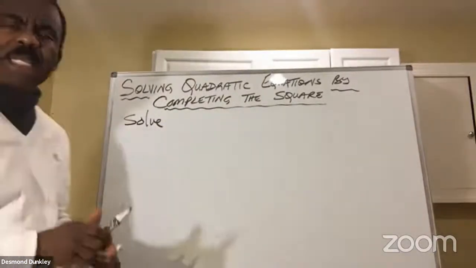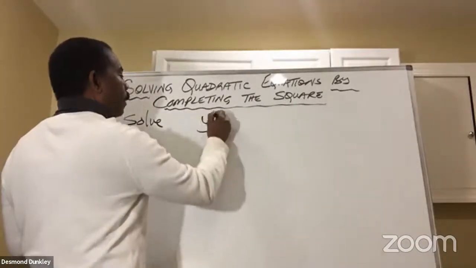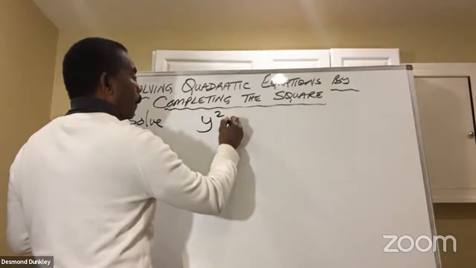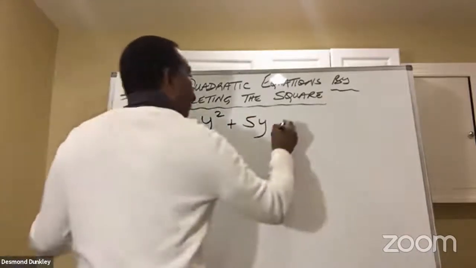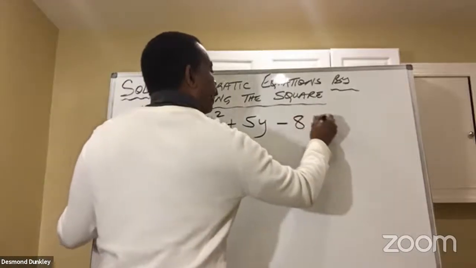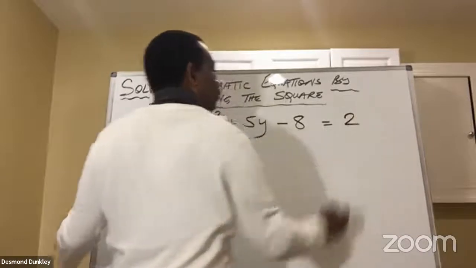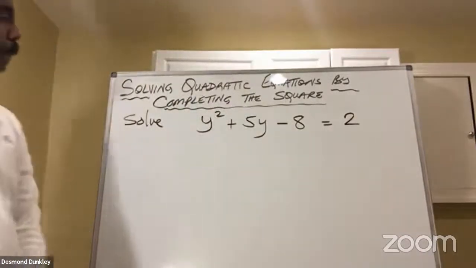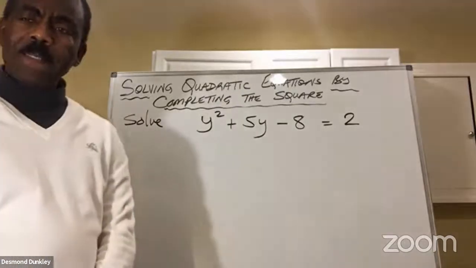Okay, let's do something that looks really ugly. Say, for example, y squared plus 5y minus 8 equal to 2. That's different.